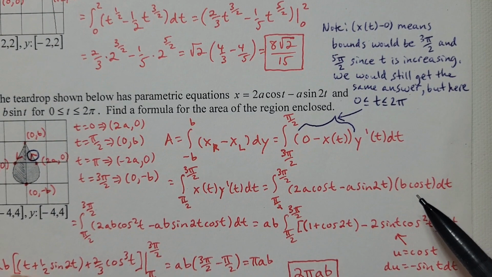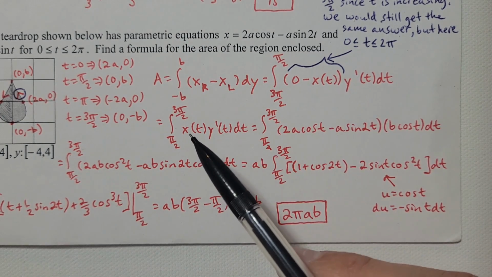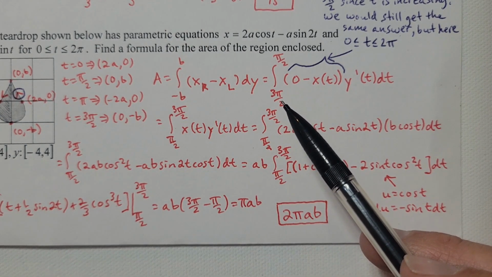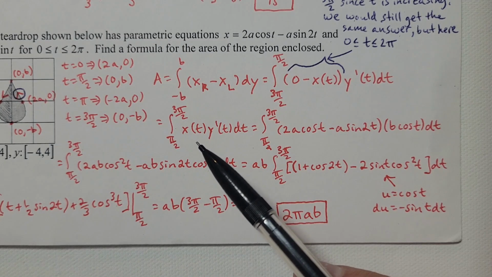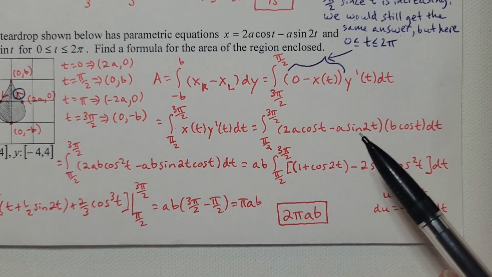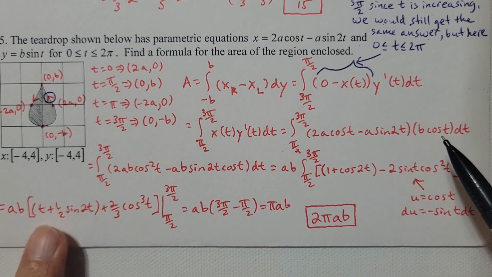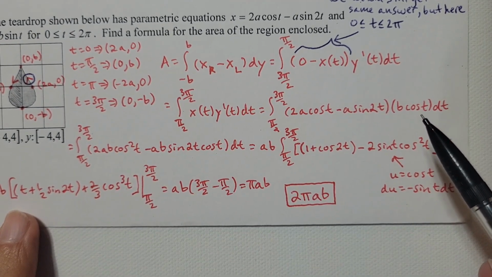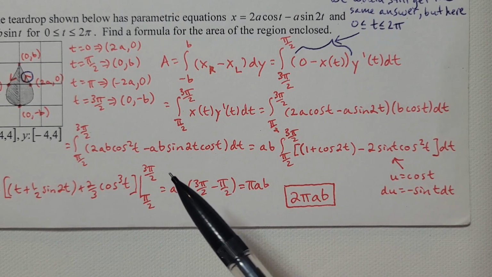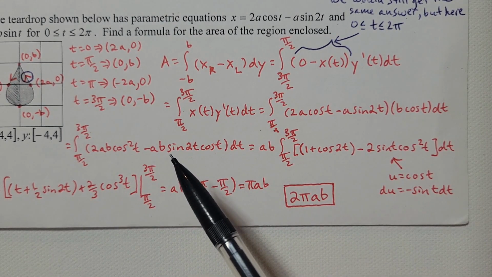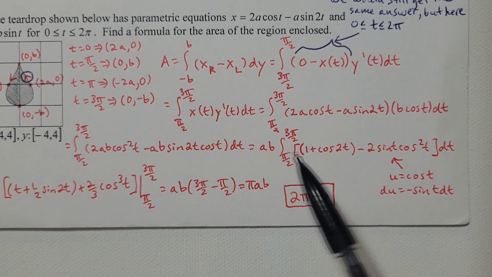The first thing that I do is I switch the bounds and I throw a negative in front of the integral, because right now the bounds don't make any sense. 3 pi over 2 is the bigger number. So when I throw a negative in front of the integral, x of t is this parametric equation, and then y prime of t, that'd be b times cosine of t, dt. Then the next thing, I'm going to distribute b cosine t into these two terms, and here's what I get on the next line. I see this cosine squared t, that's the same as 1 plus cosine 2t divided by 2. The 2's would cancel.